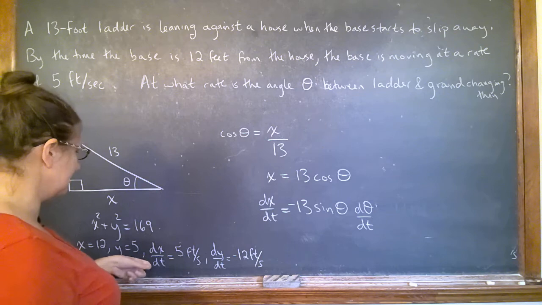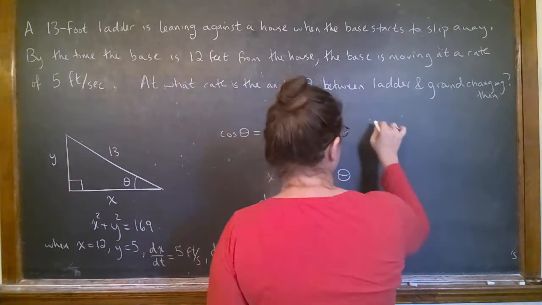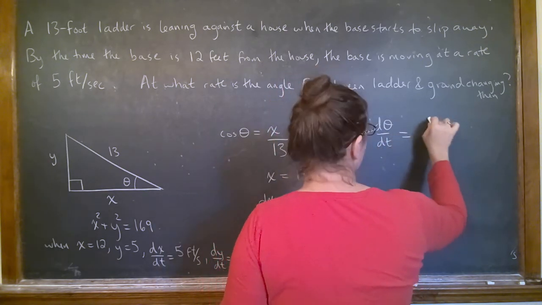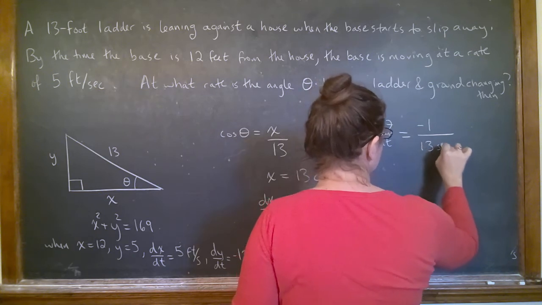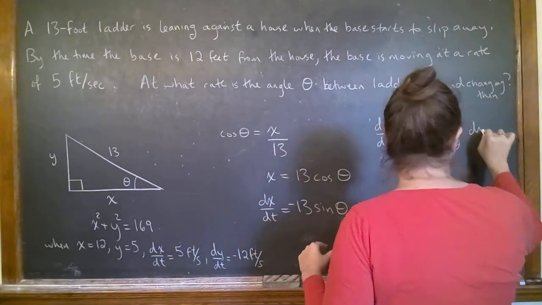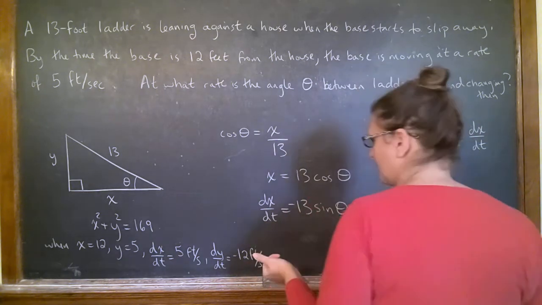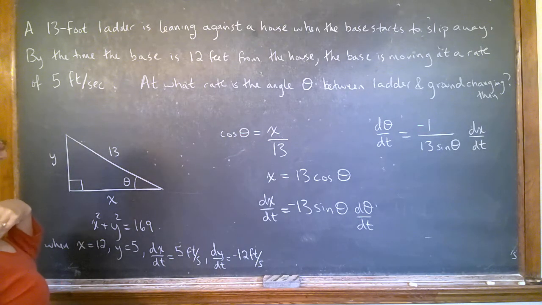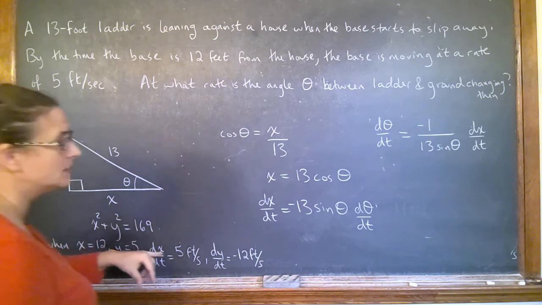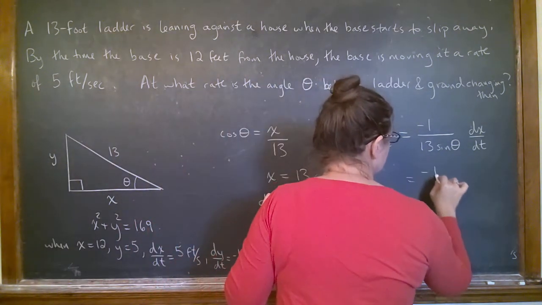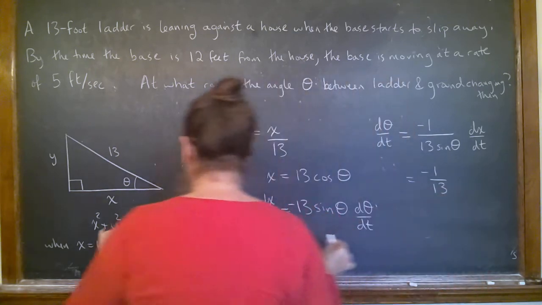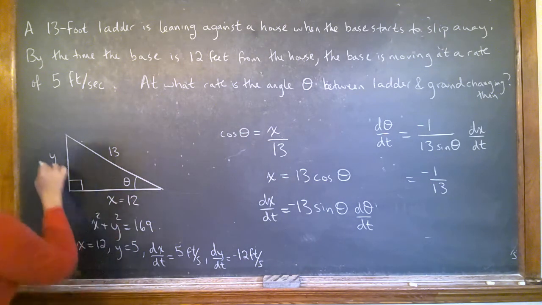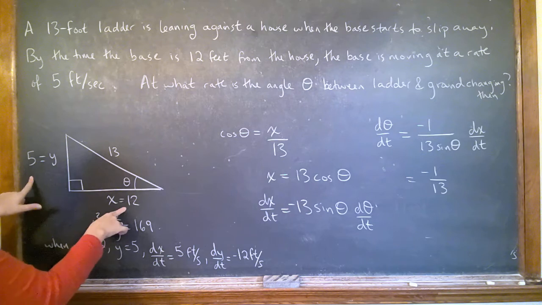Okay, so I know what dx/dt is. I'm just going to write it out here. d theta/dt is minus 1 over 13 sine theta times dx/dt. Oh, but I can figure out what sine theta is at that point, right? Because it's just going to be 12 over 13 at that time. Now I'm just going to use the same triangle. That's what's happening at that time.